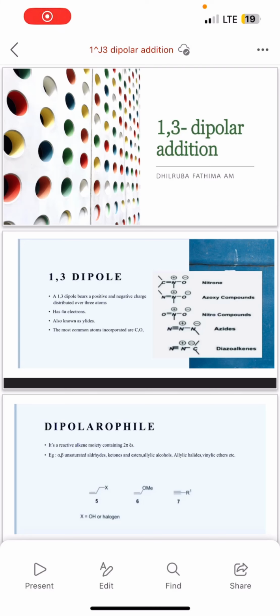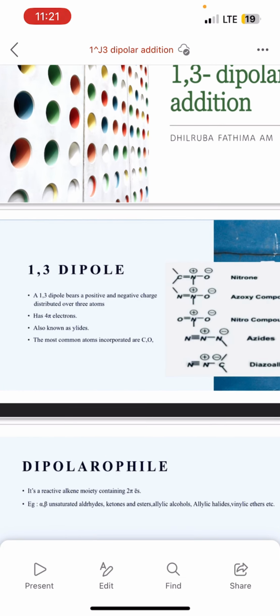Hello everyone. We are going to discuss what is 1,3 dipolar addition. Before discussing 1,3 dipolar addition, we want to know what is a 1,3 dipole and what is a dipolarophile. First we look at this one. What is a 1,3 dipole?